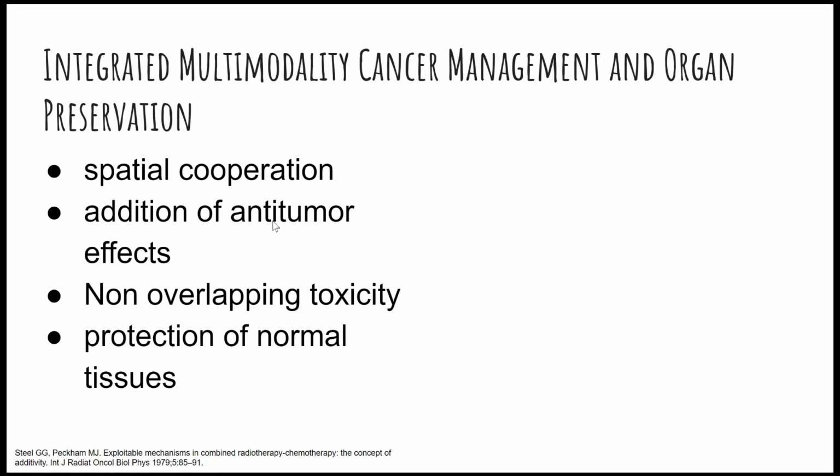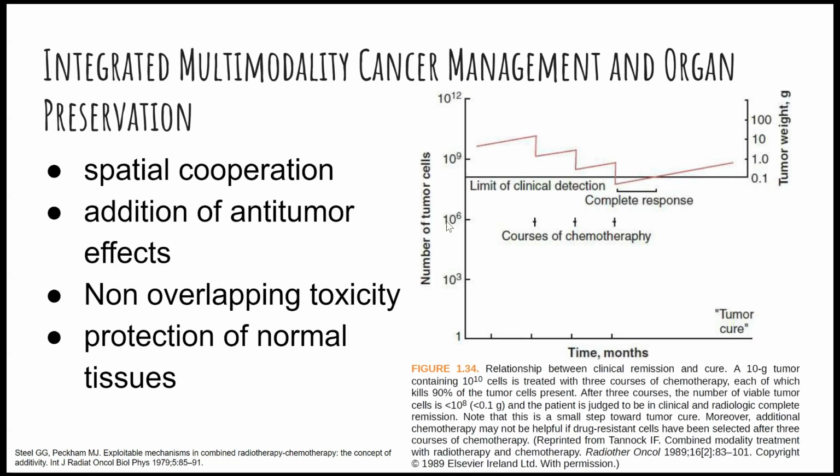Then there is synergy, there is addition of the anti-tumor effects, there is no overlapping toxicity. The toxicity of radiation is more localized, the adverse effects of surgery are more localized, while the adverse effects of chemotherapy are more systemic. Then there is protection of the normal tissues. So if you look at it, how do we decide upon whether the patient has been cured or not? We all know that 10 to the power 10 is like the gross tumor, and 10 to the power 8 is the limit of clinical detection, microscopic, right?